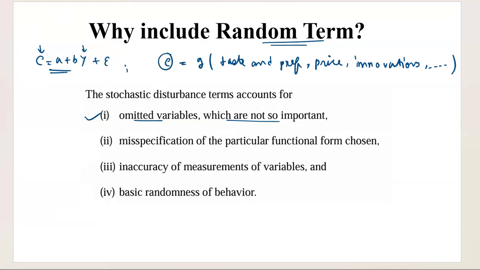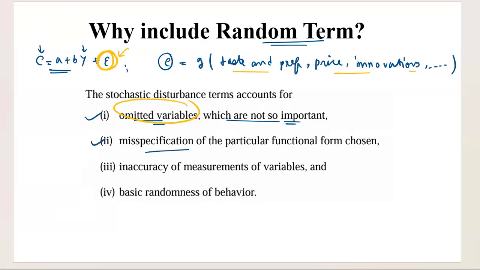So these are the omitted variables that we thought are not so important or which are not given in the model specified by Keynes. So we have just simply omitted them, but that will not do. In order to take into account those omitted variables, we have to include this random term, right? So this random term will take into account all these eliminated variables which we thought are not very important.